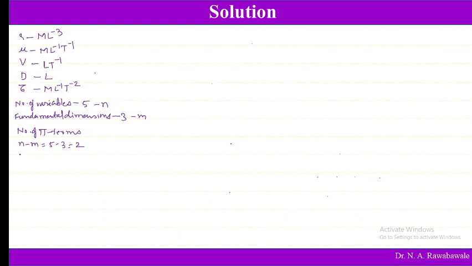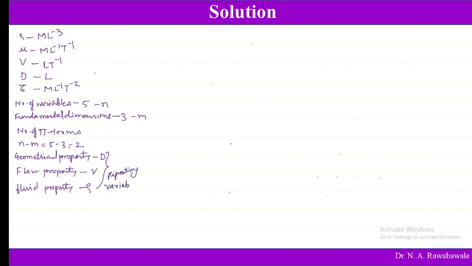So we decide the repeating variables. Repeating variables we will take as first for geometrical property, we take diameter d. Then for flow property, we take here as velocity v. Then fluid property, we take rho. So these three we select as the repeating variables. Now we can write pi terms.